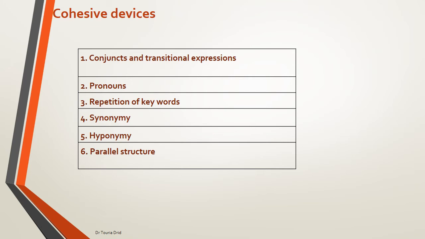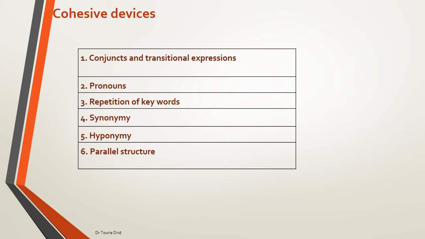The fifth type of cohesive devices is called hyponymy. Hyponymy is a semantic relationship which exists between two words. One word covers the other. The meaning of the first word covers the meaning of the second word. For instance, the relationship between the word flower and the word rose is hyponymy. The word flower covers the word rose.